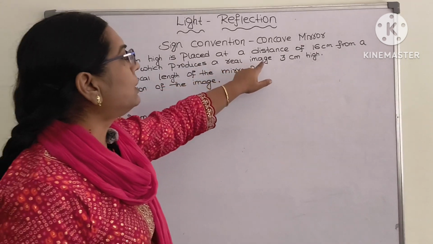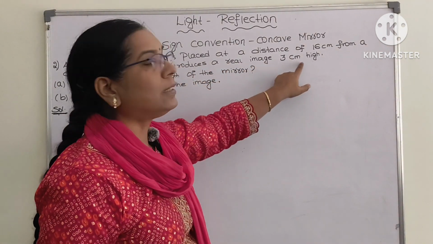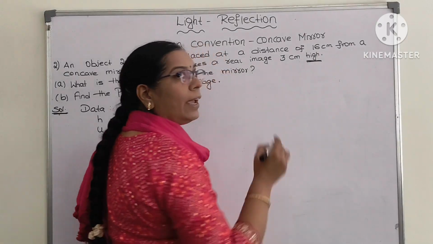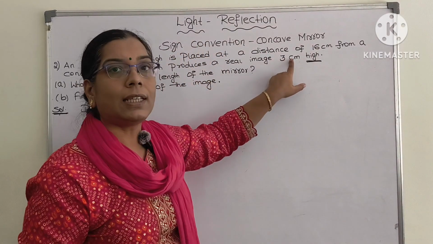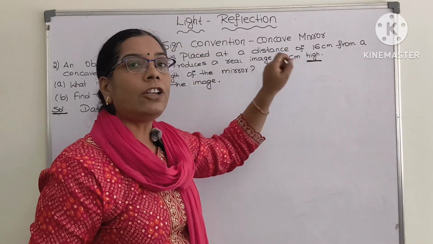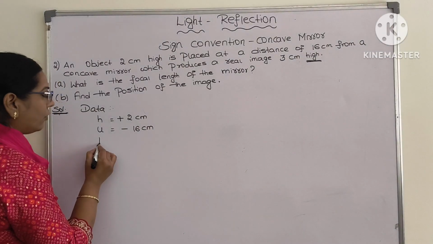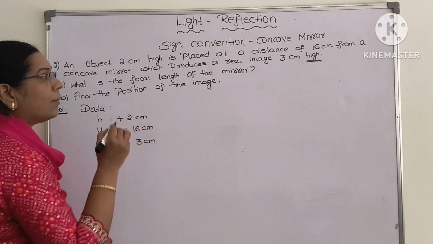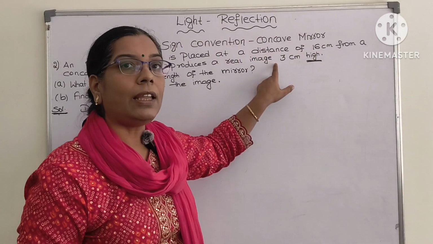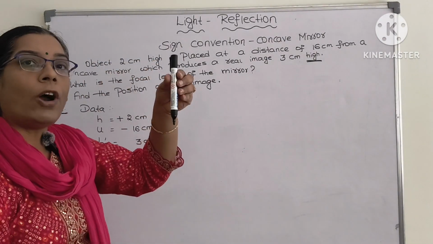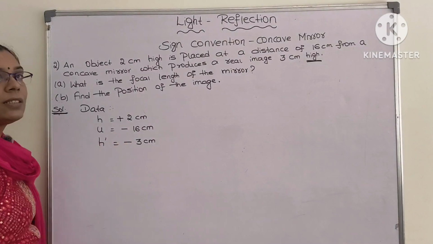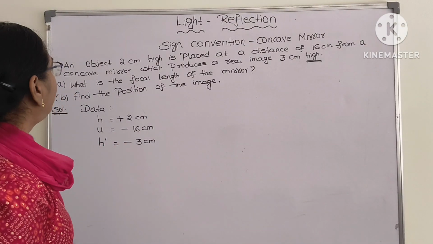Now this produces a real image of plus 3 centimeters high. Be careful, they are mentioning height. So what is this 3 centimeters? This is the height of the image. Height of the image, which is h prime, is 3 centimeters. And they said it is a real image. Real image will point towards the negative y-axis, and hence its sign should be minus.